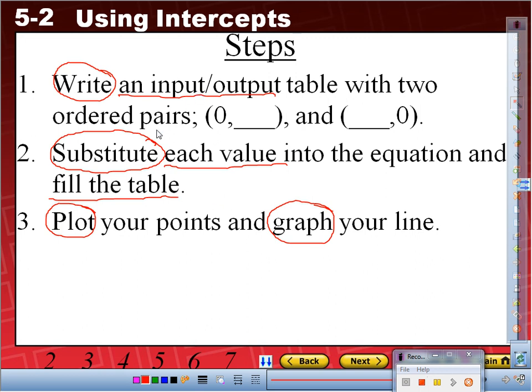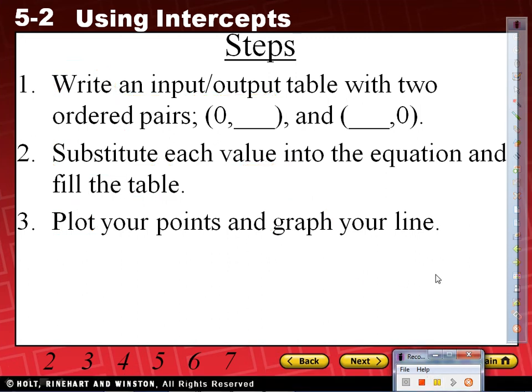Step 1, write an input-output table. Step 2, substitute each value and fill the table. Step 3, plot and graph. Okay, tell your neighbor the steps, please. All right, so we have our steps, right?